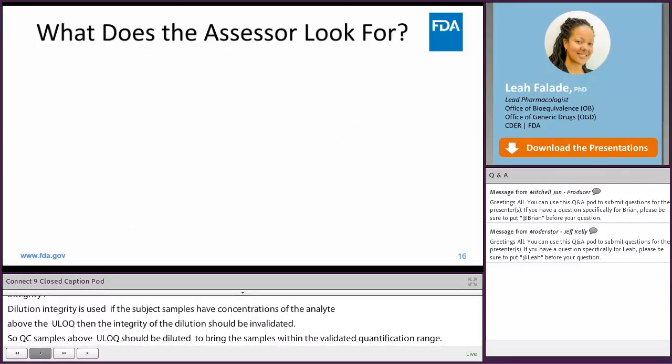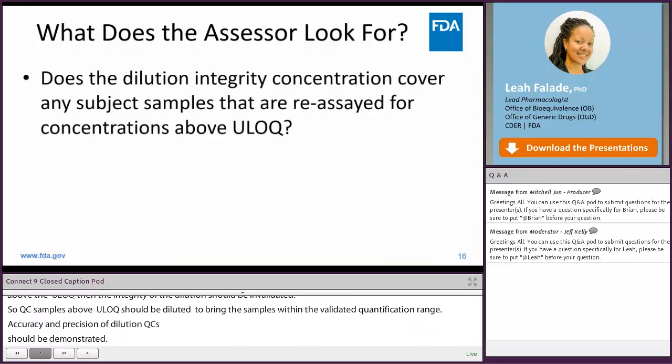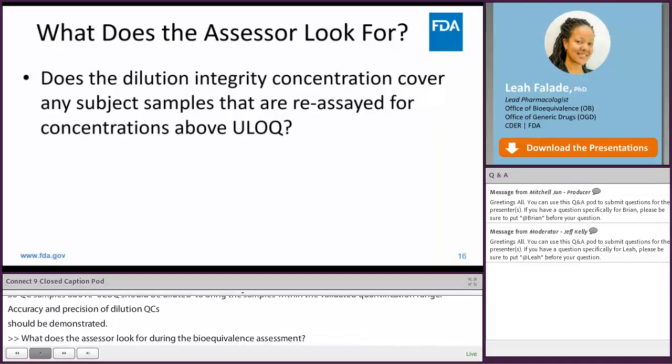So what does the assessor look for during the bioequivalence assessment? We check to make sure the dilution integrity concentration will cover any subject samples that are reassayed for concentrations above ULOQ.